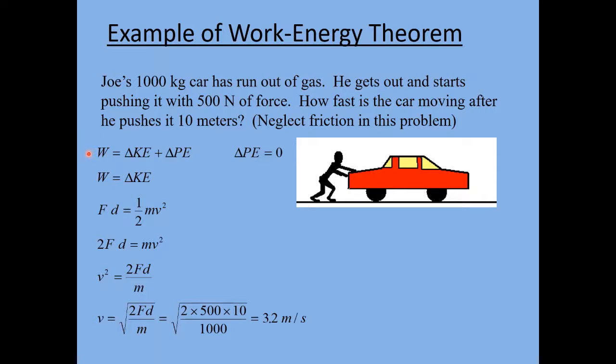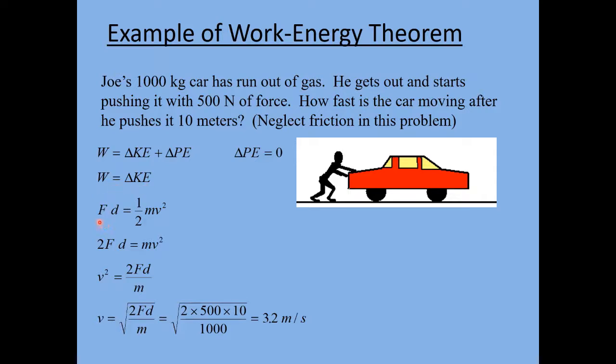So here is our statement of the work energy theorem again. Work is equal to delta KE plus delta PE. Now, the car is on a level road here, and Joe is going to push it. But the car is not going to go up or down, so the change in potential energy of the car is zero. All right, so we can ignore this last term here, and now the problem just says work is equal to the change in kinetic energy.